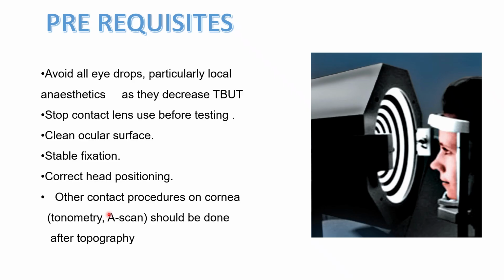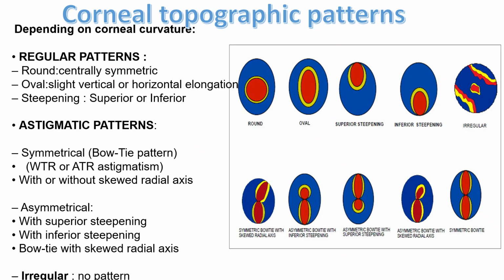And any other contact procedures on the cornea, like tonometry and A-scan, should be done after doing the topography. In this we can look at the corneal topographic patterns. Depending on the corneal curvature, we have regular patterns, astigmatic patterns, and irregular patterns. If you look at the regular patterns, this one is round, and the round one shows that it is centrally symmetrical.